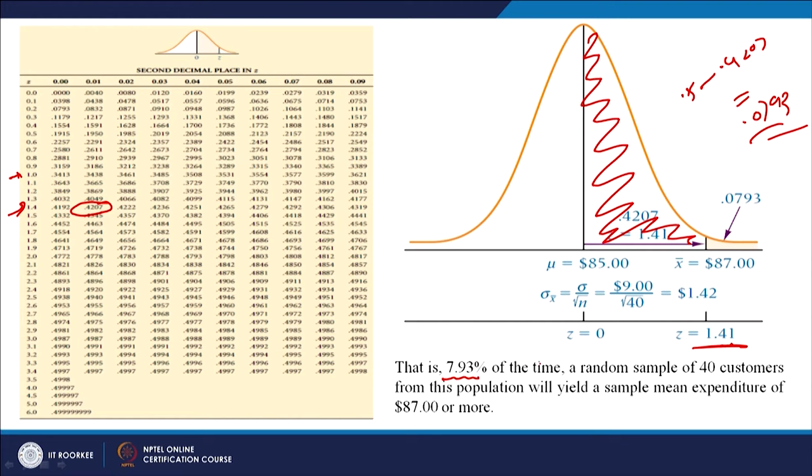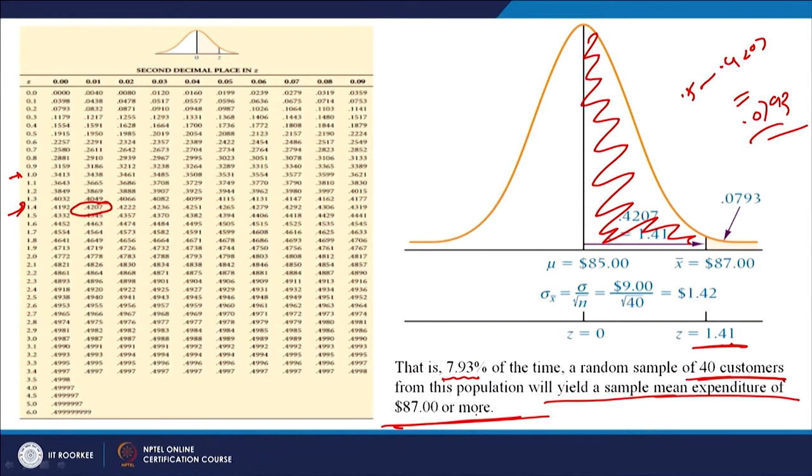So what is our conclusion? Approximately 8% of the time, a random sample of 40 customers from this population will yield a sample mean expenditure of 87 or more, isn't it? So whenever you take samples, let us say out of 100 samples, 8% of the time, if you take samples of 40 customers from this population, then the sample mean expenditure would be 87 or more than that, right?